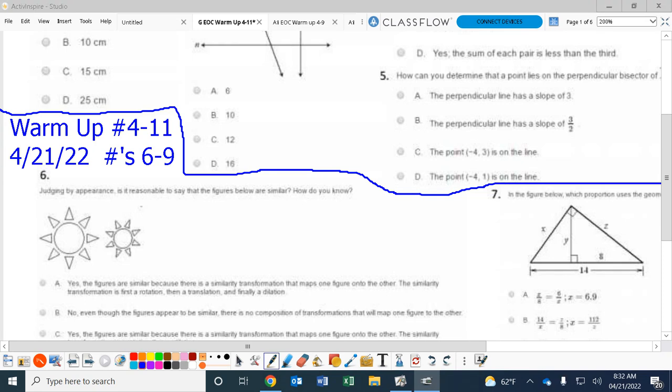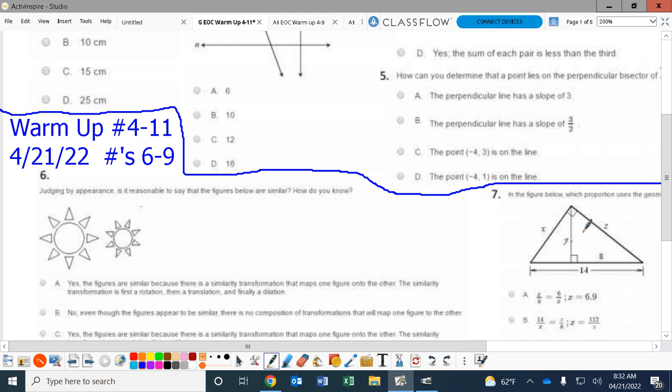Today we're going to be continuing on warm up 411 on this same sheet. We're going to be doing problem numbers 6 through 9, going through and answering these questions. One of them applies to the chapter that we are doing right now, the one you're taking a test on Friday. That's tomorrow, isn't it? So we need to make sure that you are prepared for this.